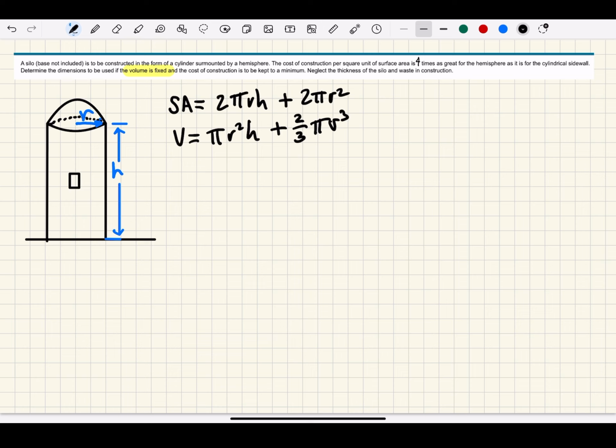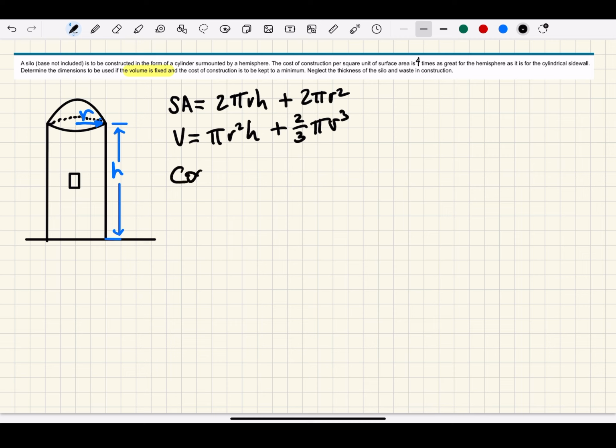We're told that the volume is fixed, so we can consider that to be a constant in the context of this problem. Also, we are told that the cost of construction per square unit of surface area is 4 times as great for the hemisphere as it is for the cylindrical sidewall. We can find two formulas, one for the surface area, 2 pi r h plus 2 pi r squared, which would be the surface area of the cylinder plus the surface area of the hemisphere, and the volume, pi r squared h plus 2/3 pi r cubed, which would be the volume of the cylinder plus the volume of the hemisphere.